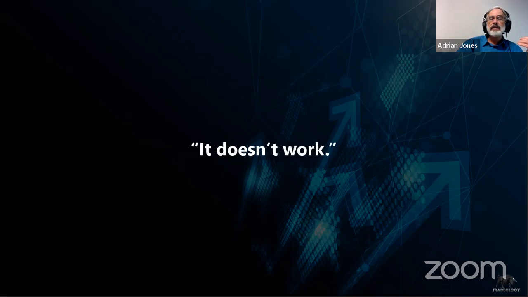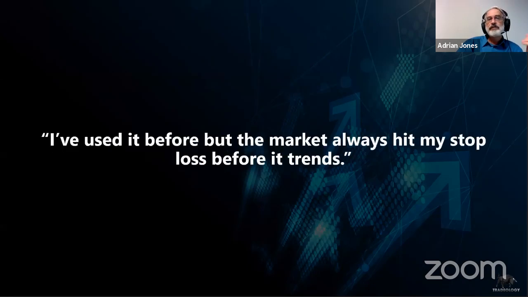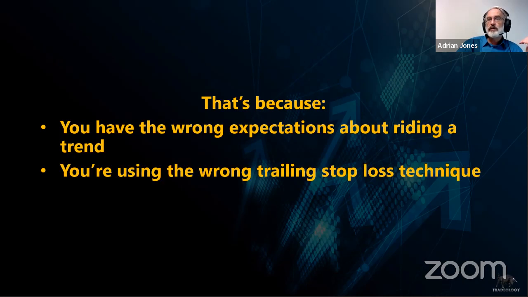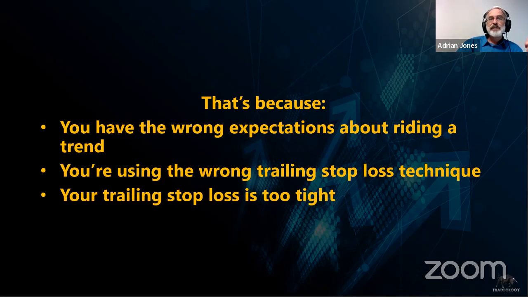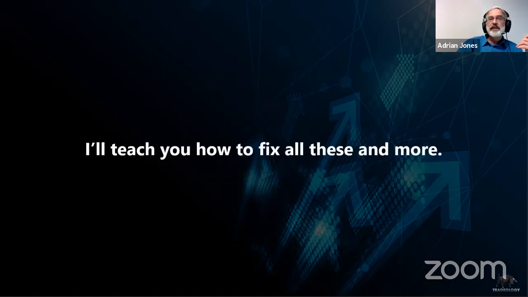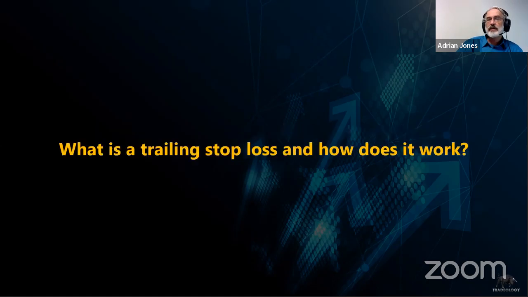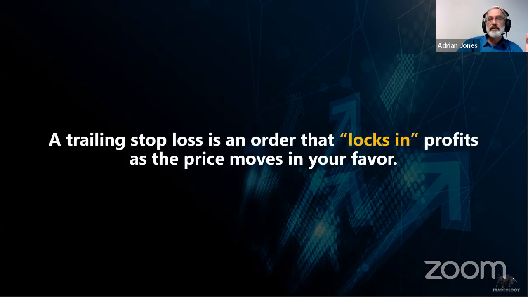Now, you're thinking, it doesn't work. Perhaps some of you have tried this before. I've used it before, but the market always hits my stop before it trends. That's because you have the wrong expectations about riding a trend, or you're using the wrong trailing stop loss technique, or your stop loss that's been trailed is too tight. Now, I'll teach you how to fix some of these and more. Plus, you'll learn some powerful techniques to trail your stop loss so that you can reduce risk and ride massive trends. So what is a trailing stop loss and how does it work?